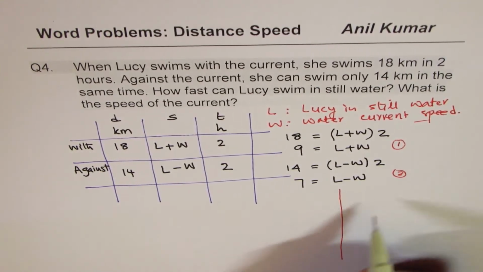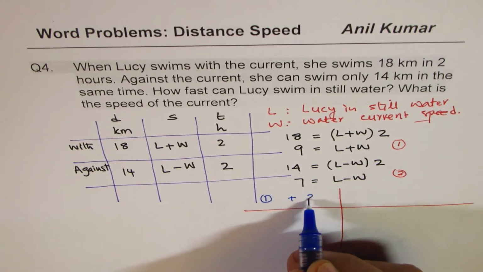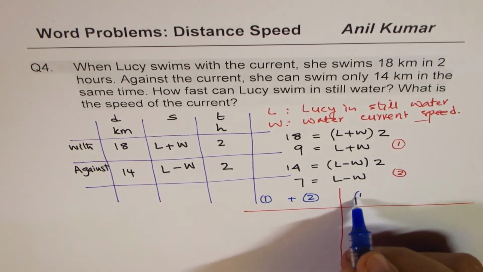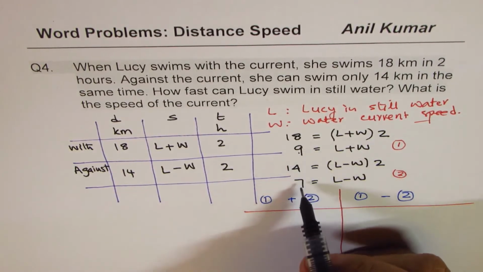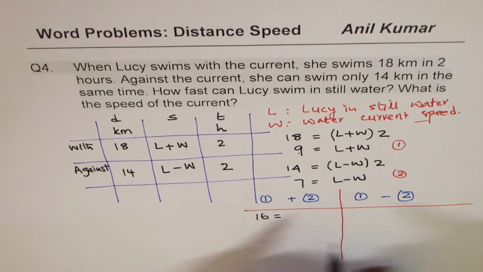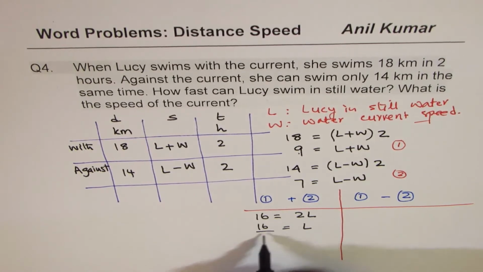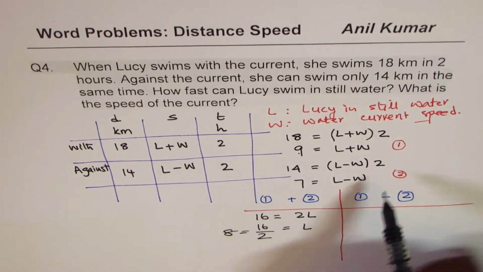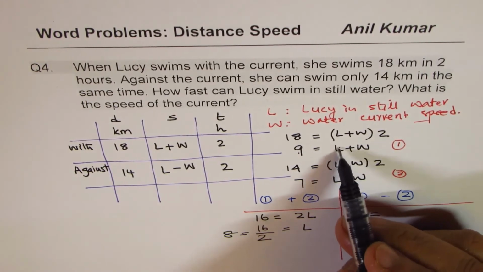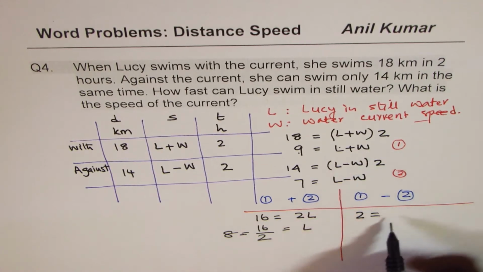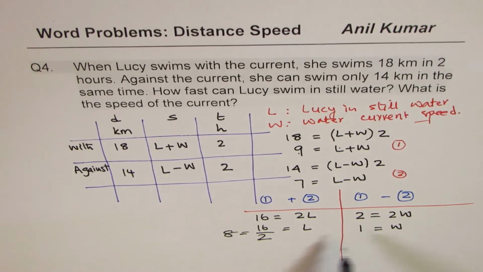Now see, we'll get two conditions. One, we will do equation 1 plus 2, correct? In the second, we'll do equation 1 minus 2, okay? So if I add these up, 9 plus 7 is 16 equals L plus L is 2L. So L is 16 divided by 2, which is 8. If I do 1 minus 2, I get 9 minus 7 as 2 equals L minus L is 0, W minus minus W is 2W. So water speed is 1. Do you get that? So we get both the speeds.